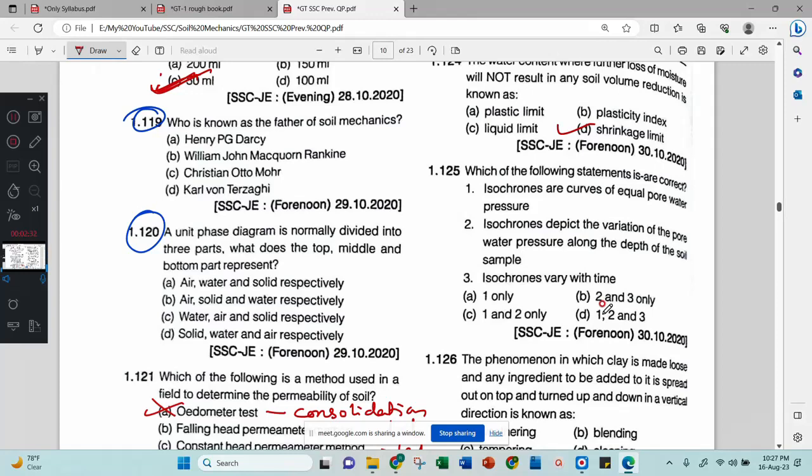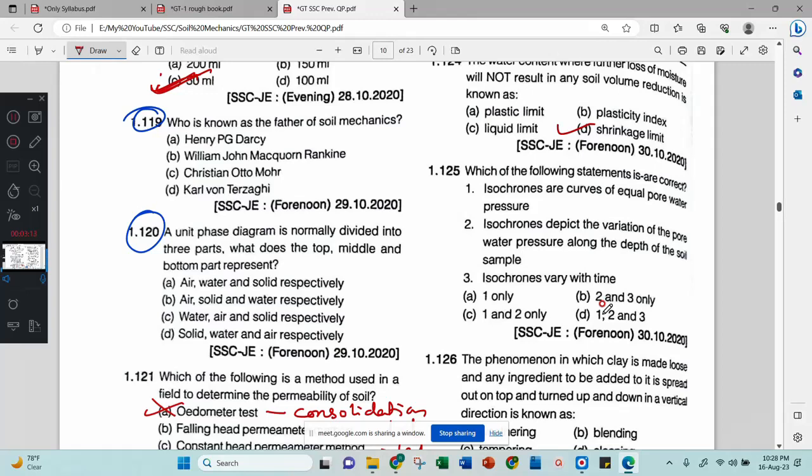Isochrone. See, in civil engineering, there are so many words with ISO. You know, isohyet, isochrone, isobars, isometric, isotropic. If you are sincerely preparing for competitive exams, about 15 or 20 words are there in civil engineering which are with ISO. Learn them by heart, or have some logic behind the words and learn them, because at least one question will definitely come from this ISO.